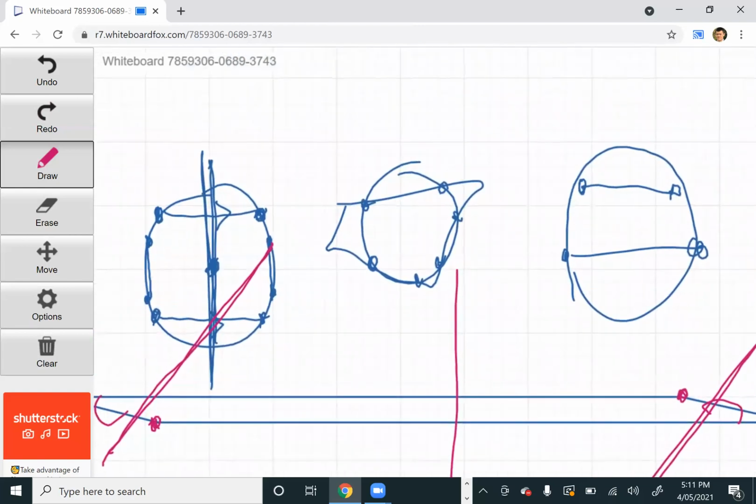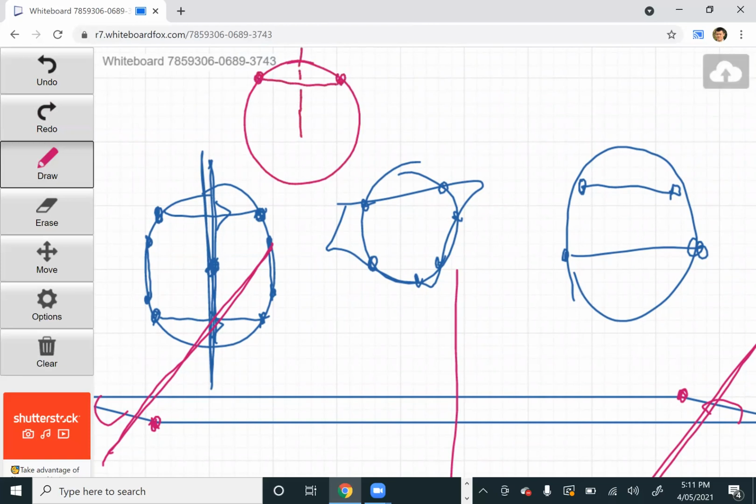I read the proof. If you have a circle, right? I would be like saying the center of the circle is on the.